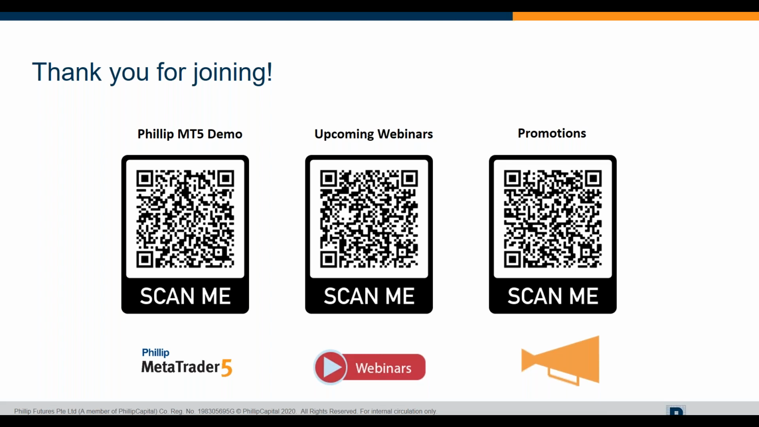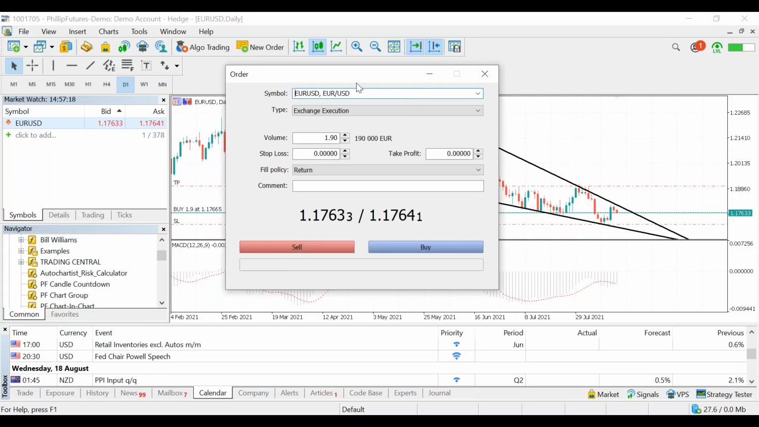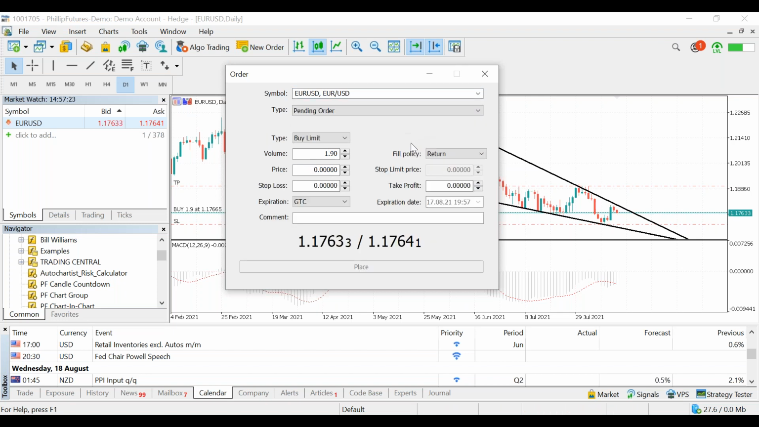Mr. Uy is asking, are we able to place OCO orders on the MetaTrader 5 platform? Oh yes, meaning one cancels the other. Can you attach a stop loss and take profit with the platform? Yes, the platform actually supports various types of order. So let's say if you are looking to place a trade, pending order.